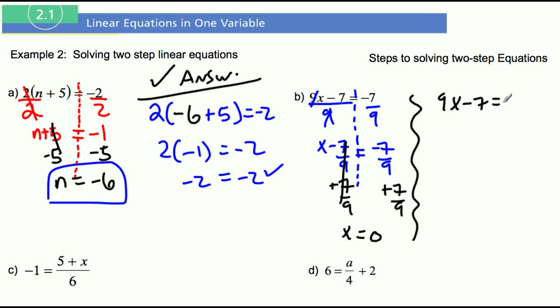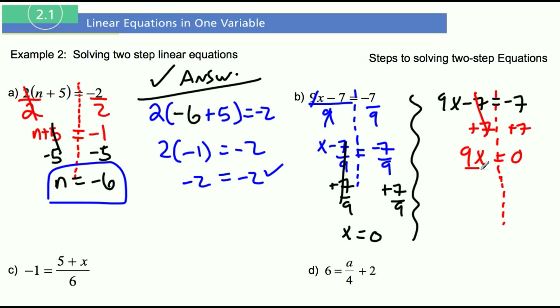9x minus 7 equals -7. It would have been, in my opinion at least, easier if we first got rid of this -7. So on both sides of the equation, I'm going to add 7. So I'm going to add 7 and I'm going to add 7. Okay, so those are gone. I'm left with 9x equals 0.